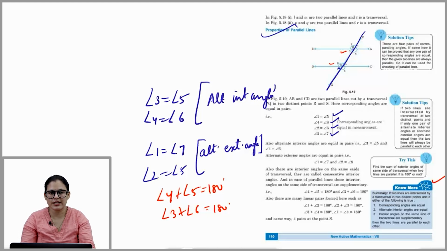If two lines are intersected by a transversal in two distinct points, and if either of the following is true: number 1, corresponding angles are equal; number 2, alternate interior angles are equal; number 3, interior angles on the same side of the transversal are supplementary, then the two lines are parallel to each other, right?